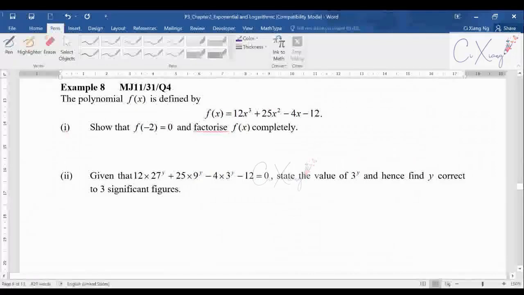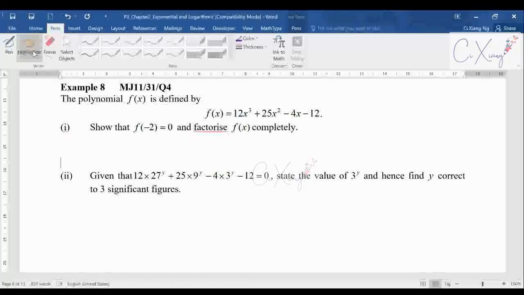In this video we are going to discuss example 8, which combines the exponential function together with the polynomial. Okay, so we are just going to discuss this example for this video. Right, so let's have a look at the question. We have a polynomial, and it is a cubic polynomial.